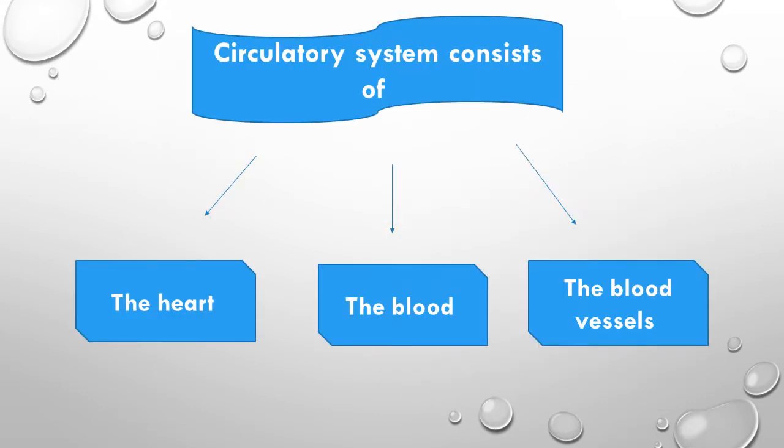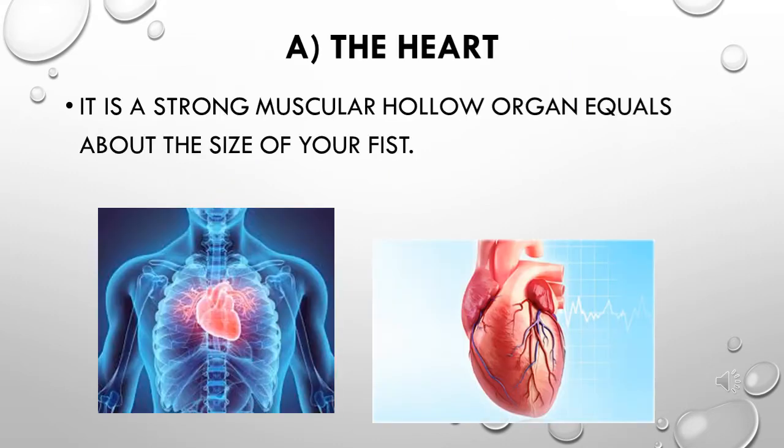Let's see what are the components of the circulatory system. Circulatory system consists of three components, which are number one, the heart, القلب. Number two, the blood, الدم, and also the blood vessels, الأوعية الدموية. Again, circulatory system consists of number one, the heart, number two, the blood, number three, the blood vessels.